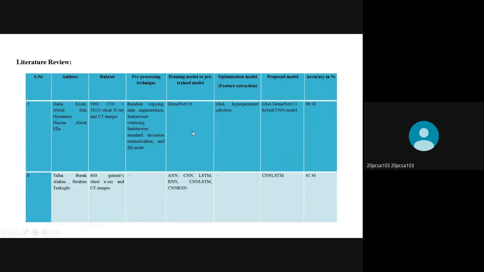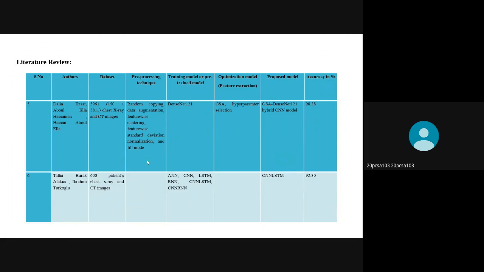In the fifth paper, a GSA DenseNet 121 hybrid model is used to diagnose COVID-19 patients with chest X-ray images, which undergo various data augmentation techniques to minimize overfitting and to maximize generalization. DenseNet 121 is used to generate features, and it is used as the training model, which uses the extracted and the fine-tuned features. So the prediction is evaluated based on the confusion matrix, and the proposed model provides 98.38% of accuracy. This GSA is used to generate the hyperparameters here.